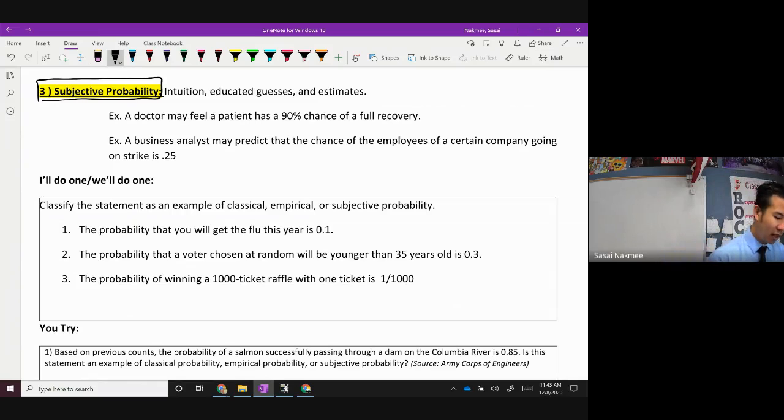The probability that you will get the flu this year is 0.1. Hope you guys can see that this one right here is definitely subjective, right? Probability that you will get the flu this year is 0.1.